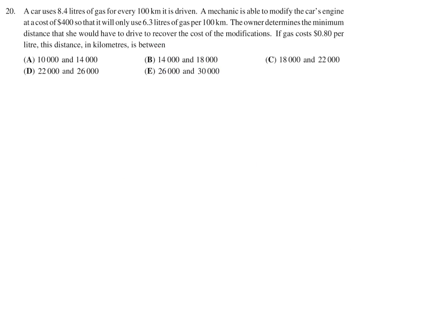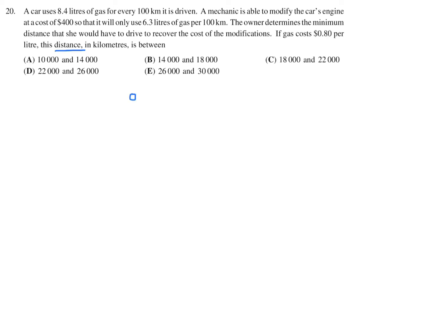A car uses 8.4 liters of gas for every 100 kilometers it is driven. A mechanic is able to modify the car's engine at a cost of $400 so that it will only use 6.3 liters of gas per 100 kilometers. The owner determines the minimum distance that she would have to drive to recover the cost of modifications. If gas costs $0.8 per liter, this distance in kilometers is between. So we have to figure out a distance.